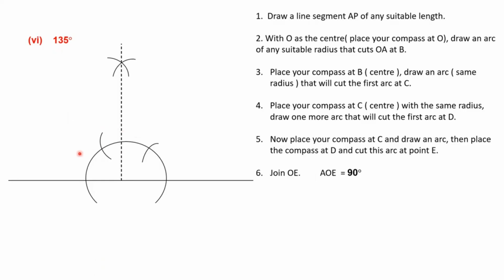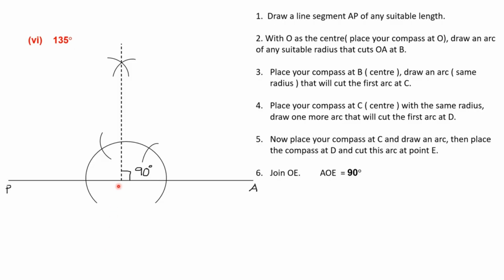Question 6. Now we are going to construct an angle of 135 degrees. As you can see, we already have one construction shown here, and this is the construction of a 90-degree angle. We need to follow all the steps that we did previously. So we'll follow the steps that are shown here. First step is draw a line segment AP of any suitable length. So we have a line segment AP.